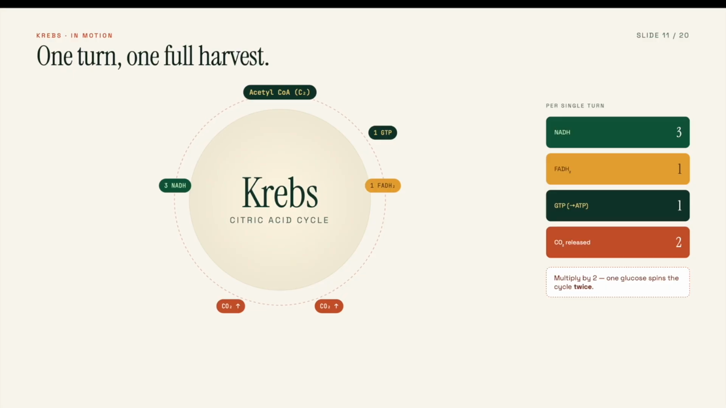Watch this animation as each intermediate lights up. Acetyl CoA enters, citrate forms, then isocitrate, then alpha ketoglutarate, releasing CO2 and NADH at each step. Then succinyl CoA produces GTP. Succinate gives FADH2, and finally we come back to oxaloacetate, ready for the next turn. The cycle is the heart of aerobic respiration. All those NADH and FADH2 molecules are like loaded batteries waiting to be discharged in the next stage.